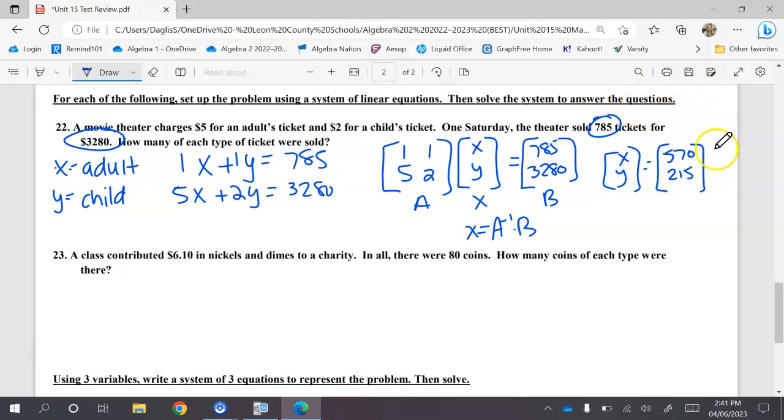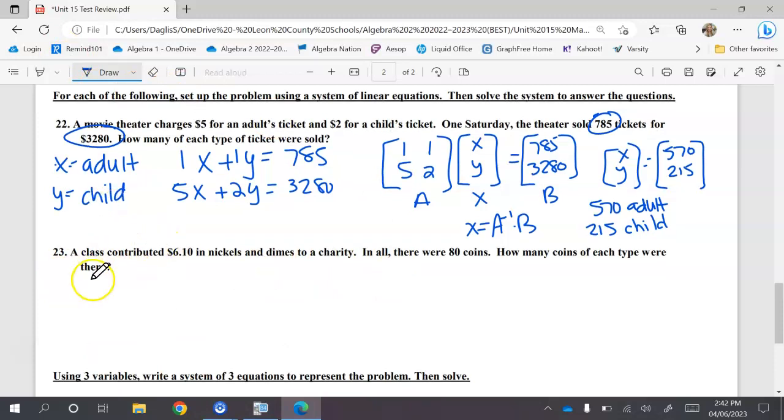So this is how many of each type of tickets were sold. We have 570 adult tickets, and we have 215 child tickets that were sold. Okay. So same thing that you would do for number 23, set it up and then type it in.